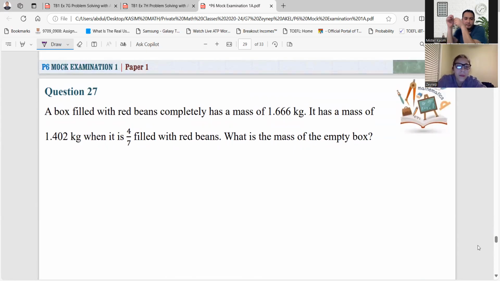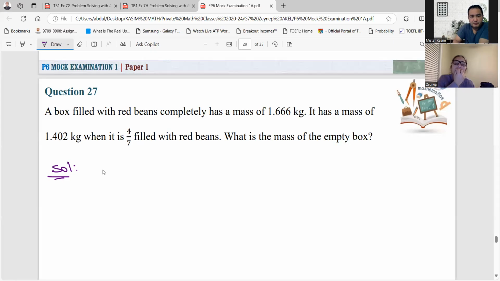A box filled with red beans completely has a mass of 1.666 kilos. It has a mass of 1.402 kilograms when it is 4/7 filled with red beans. What is the mass of the empty box? What is the mass of the empty box? We should solve this using simple algebra, Zeynep.